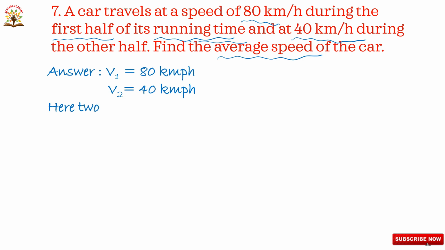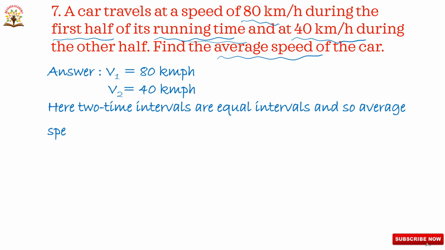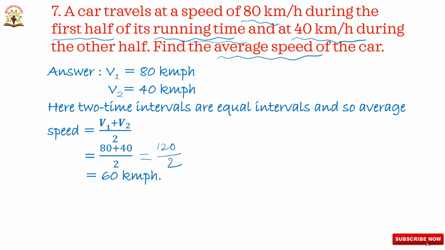V1 they gave as 80 km per hour, V2 as 40 km per hour. Here the two time intervals are equal, and so average speed is equal to V1 plus V2 by 2. V1 is 80, V2 is 40. 80 plus 40 is equal to 120. 120 by 2. 2 ones are 60. So that is equal to 60 kilometer per hour. Therefore, average speed is equal to 60 kilometer per hour.